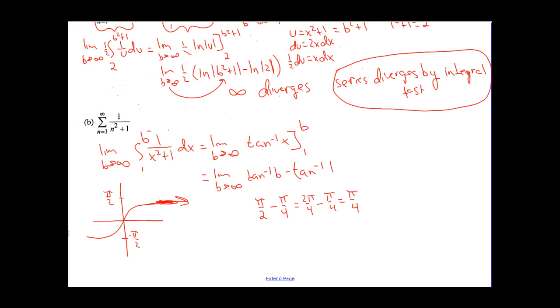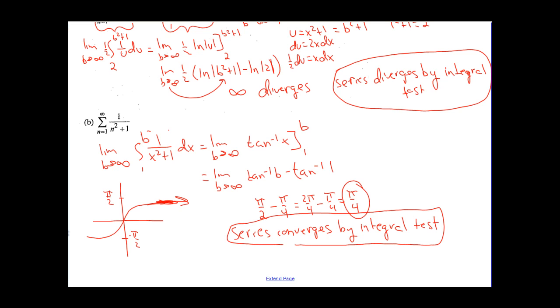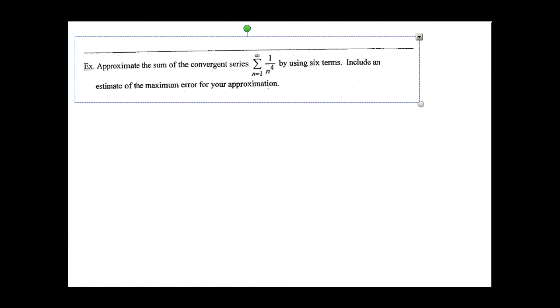Now the integral converges to pi over 4, so that means the series converges by the integral test. Now that doesn't mean that the series converges to pi over 4. It just means that it simply converges. We don't know what it converges to. We'd have to show that in a different manner.